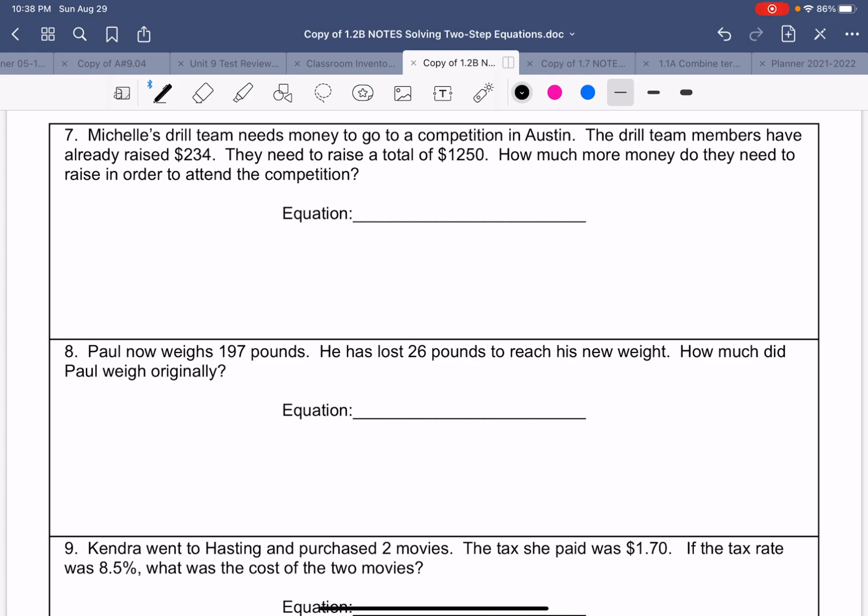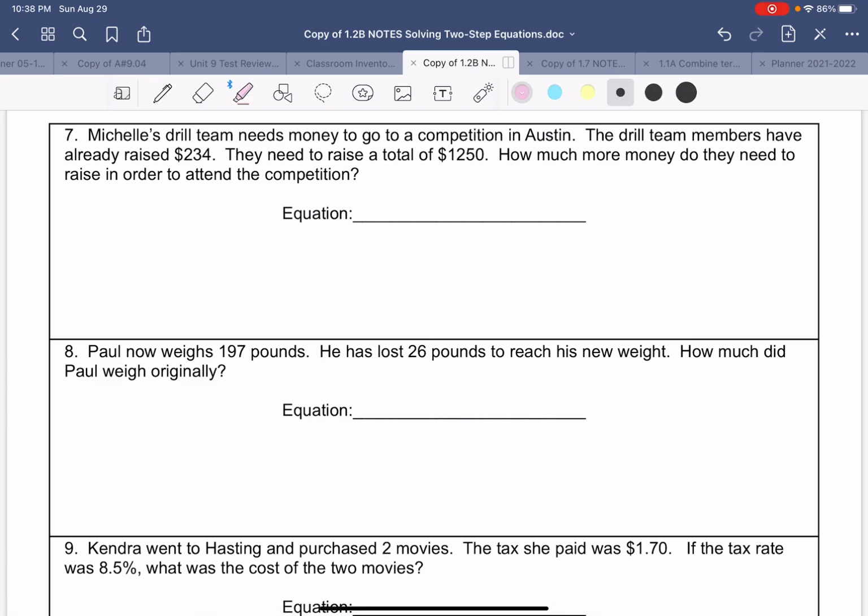Michelle's drill team needs money to go on a competition in Austin. The drill team members have already raised $234. They need to raise a total of $1,250. How much more money do they need to raise in order to attend the competition?